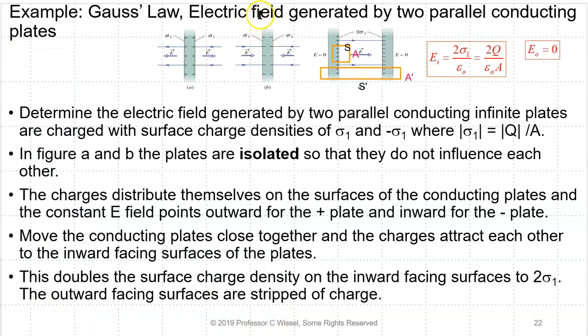Now we're going to calculate the electric field generated by two parallel conducting plates. So we want to determine the electric field generated by these two parallel conducting infinite plates that are charged with surface charge density of sigma 1 and minus sigma 1, where the absolute value of sigma 1 equals the absolute value of Q over A.